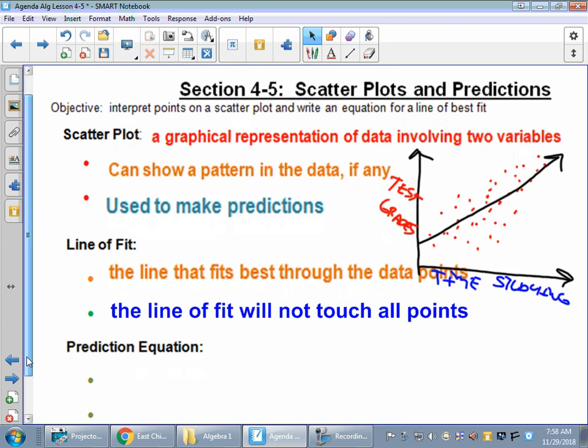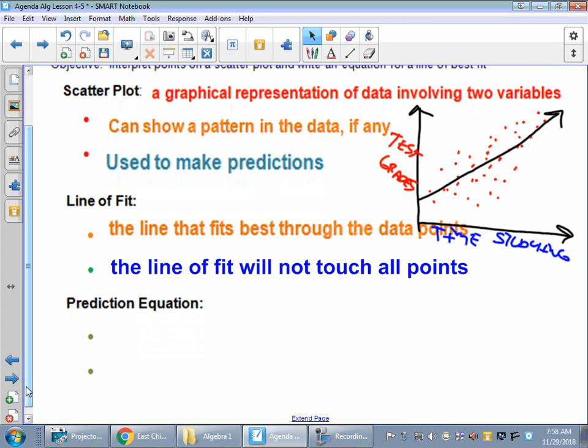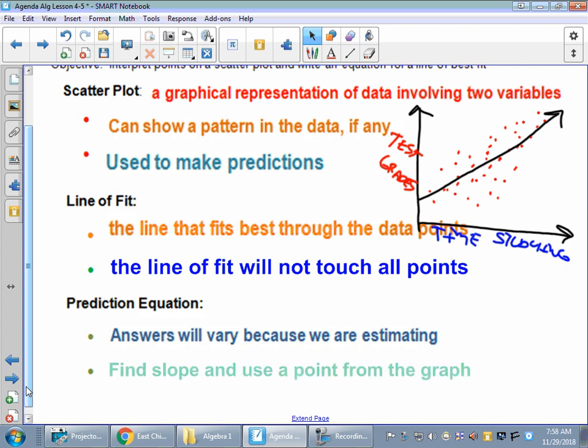Your prediction equation, and that's kind of what we're getting to, the line of fit. Answers will vary because we're estimating. We don't actually have the actual data. We're going to estimate what it would be at a certain point because of our prediction equation. And then the second thing is, how do we do this? We're going to find a slope and use a point from the graph. We'll talk about different strategies on how to do that, and we'll help you through that as we go.